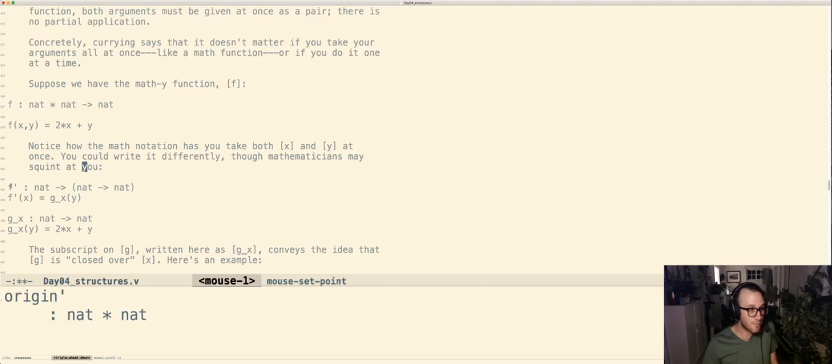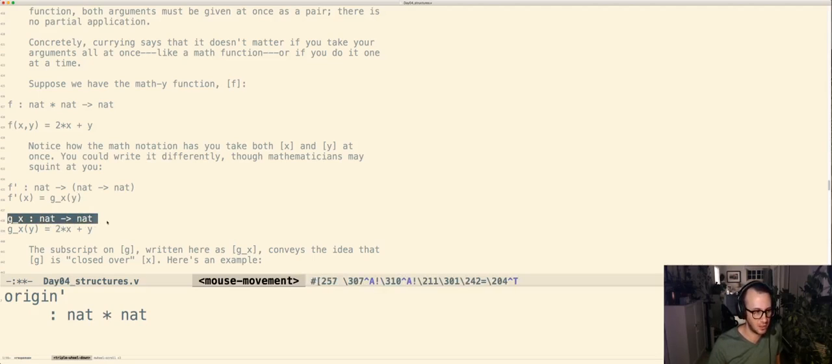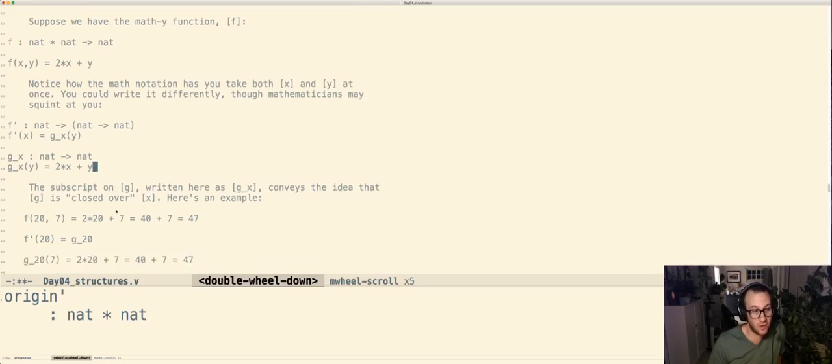So f prime, a different version of the same function, says, no, no, no. You give me the first argument x, and I'll give you a new function. f prime will return g sub x of y, where that sub x, a little subscript, maybe you've seen this before, says this is the g that remembers x. You're sort of holding on to that argument. Okay, what does g sub x do? Well, it's a nat to nat function, and it just takes y, and then it returns 2 times x plus y. So this is a sort of curried math function.